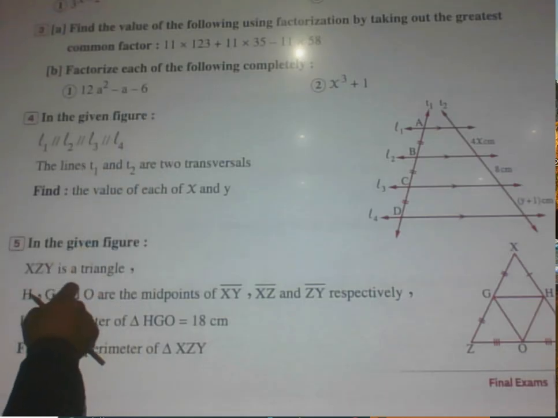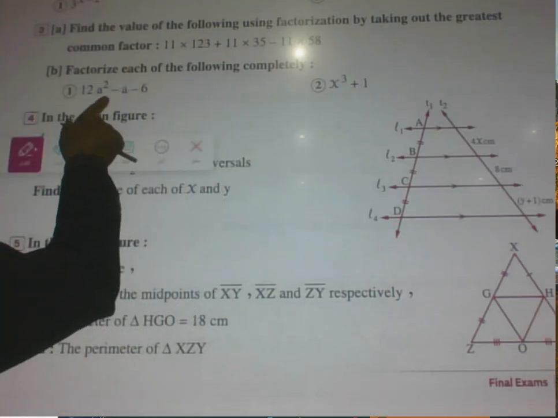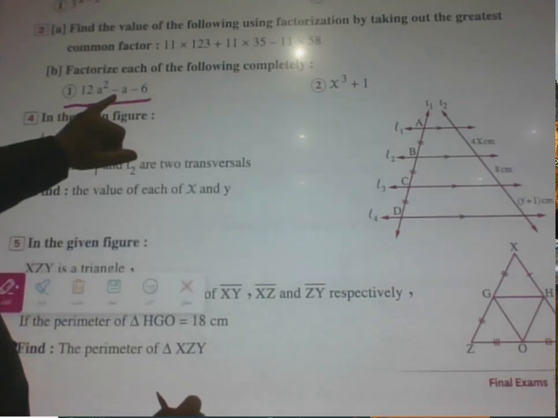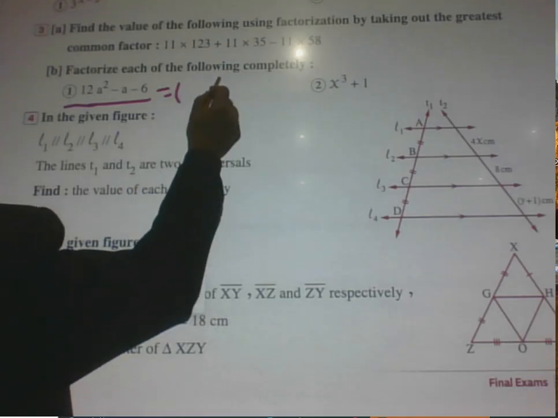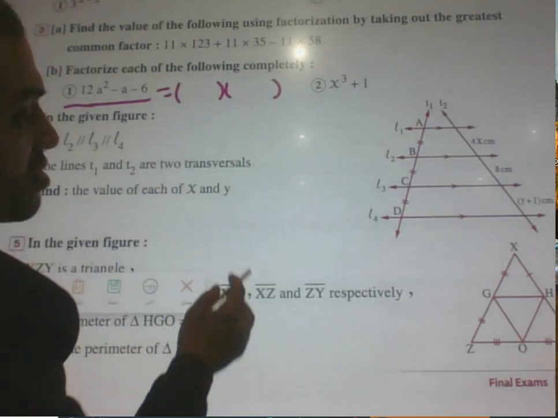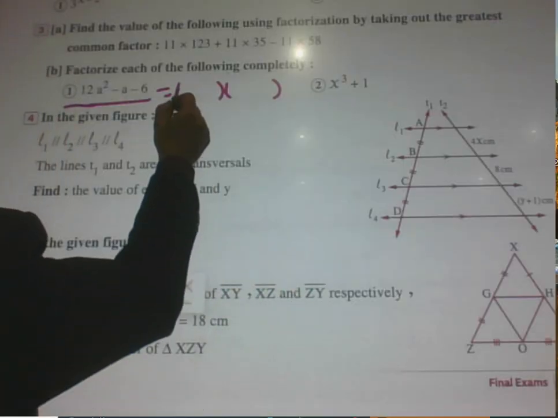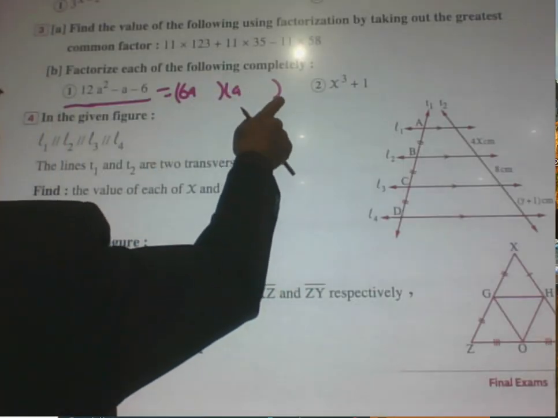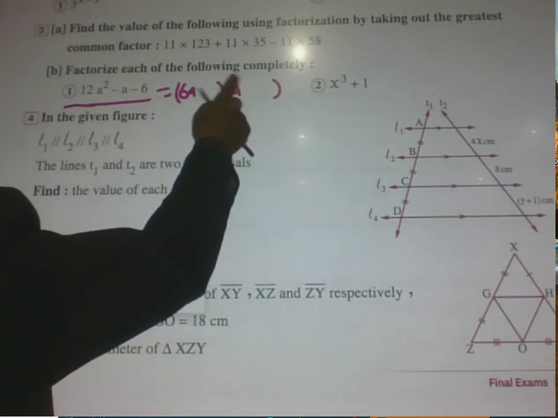Next question. Factorize each of the following completely. We have 12a power 2 minus a minus 6. We can factorize the expression by opening two brackets like this. We want two numbers whose product equals 12a power 2. We can write one like 6a multiplied by a. And 6 we can write as 2 times 3. We can find the answer here.